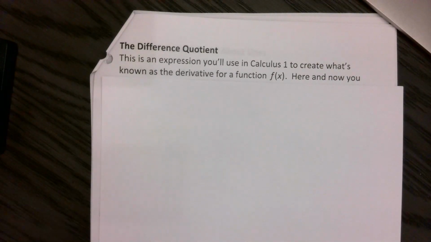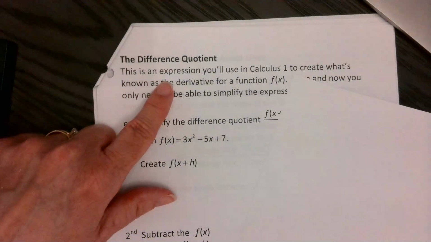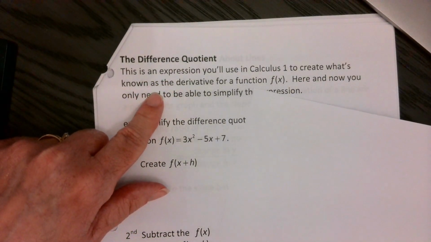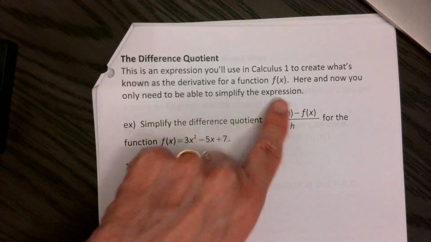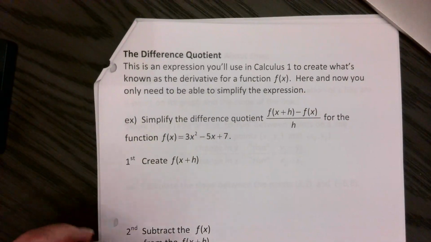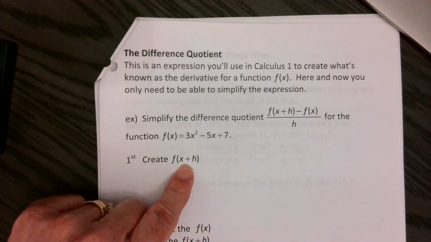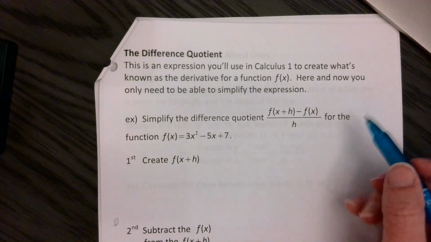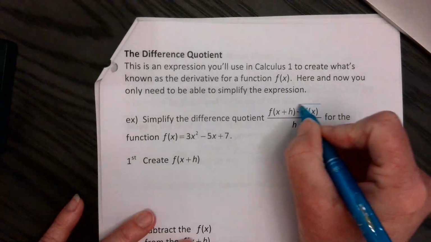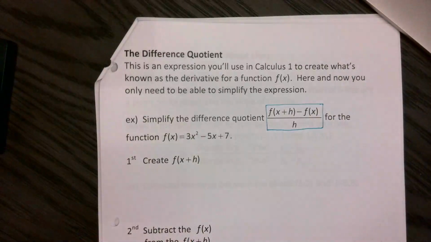Now, here's the thing. I'll tell you where people mess up. First of all, it says this expression you'll use in Calculus 1 to create what's known as a derivative for a function, f of x. Here and now, you only need to be able to simplify the expression. I'm going to tell you right now, this is the hardest part. And it's not even that hard. I don't understand why people have trouble, but here's what we're going to do. This will be given to you on your test. That is not something that you have to have memorized, even though it's a pretty easy formula.